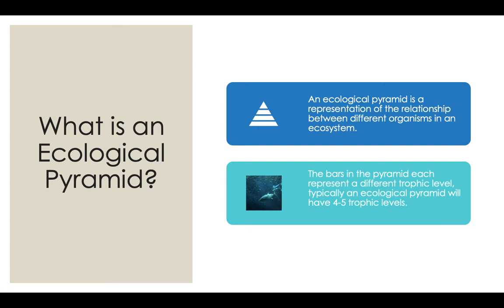The bars in the pyramid each represent a different trophic level, such as primary producers, primary consumers, and secondary consumers, as well as tertiary consumers. Typically, an ecological pyramid will have 4 to 5 trophic levels. There are 3 major ecological pyramid types.